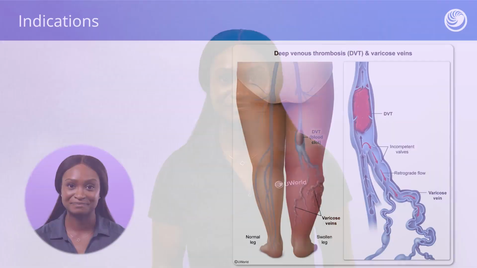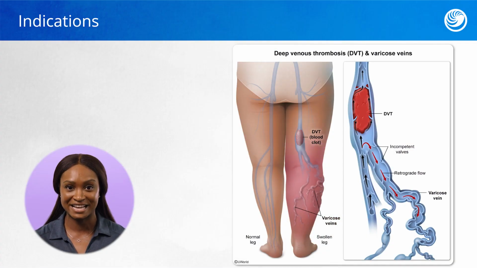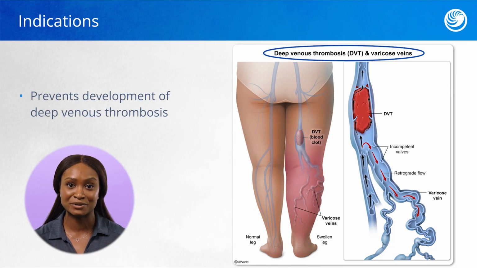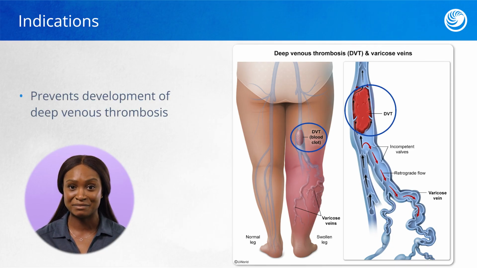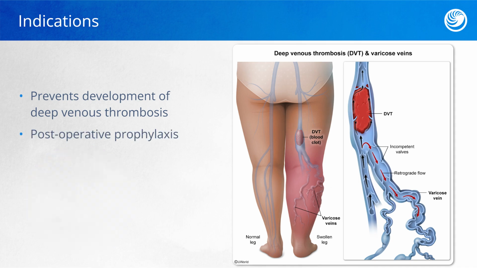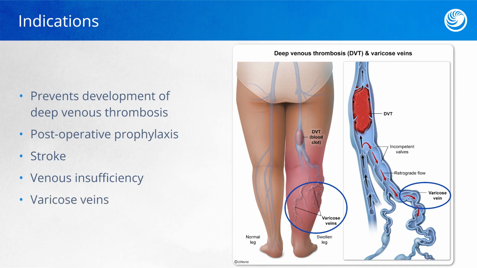to the heart. Some indications for SCDs and compression stockings include deep venous thrombosis prevention, as seen in the image here, post-operative prophylaxis for immobility, stroke, venous insufficiency to return the venous blood back to the heart, and varicose veins.